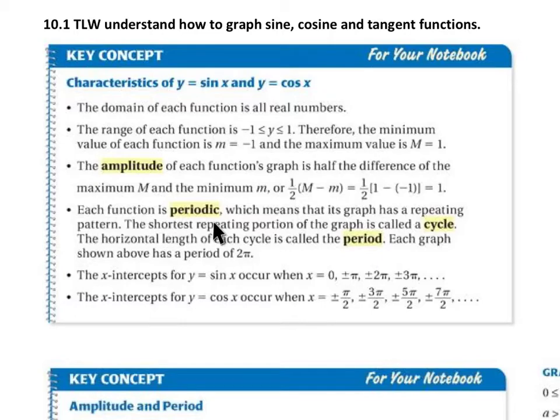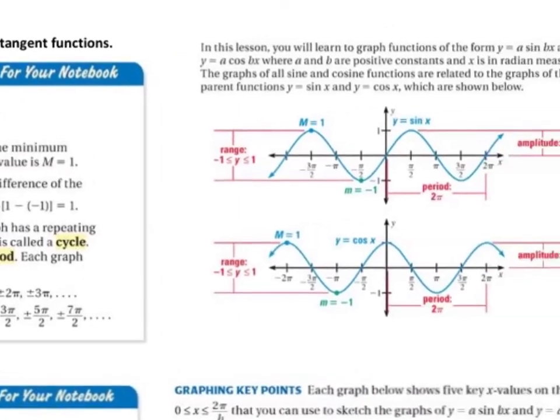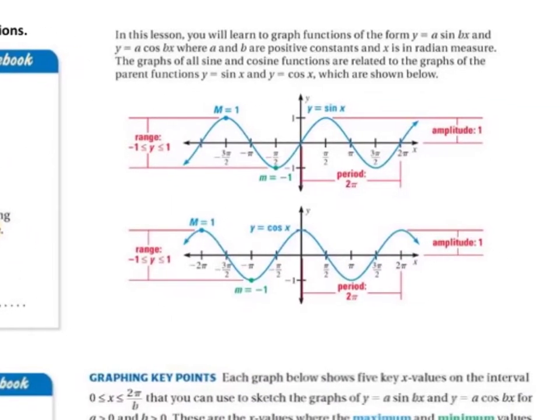Each function is periodic, which means that a graph has a repeating cycle pattern. The shortest repeating portion of the graph is called a cycle. The horizontal length of each cycle is called the period. Each graph shown above has a period of 2 pi. Okay, what they're talking about here are these.